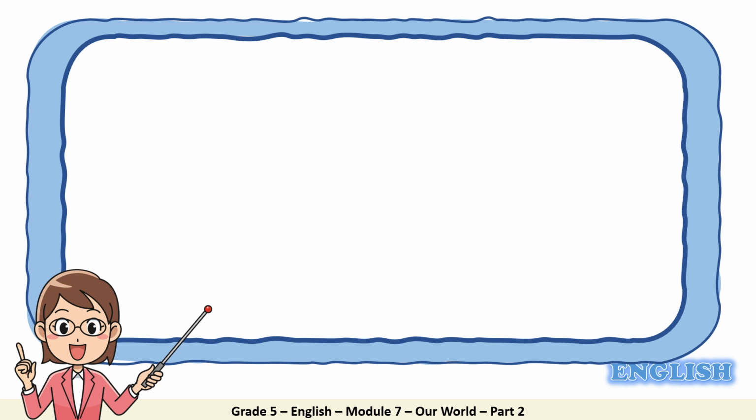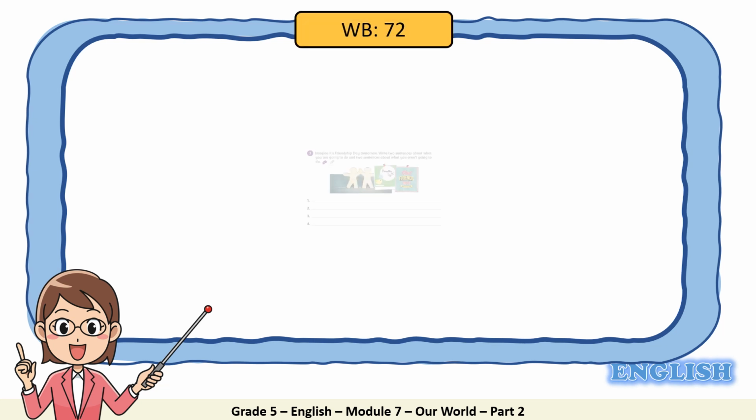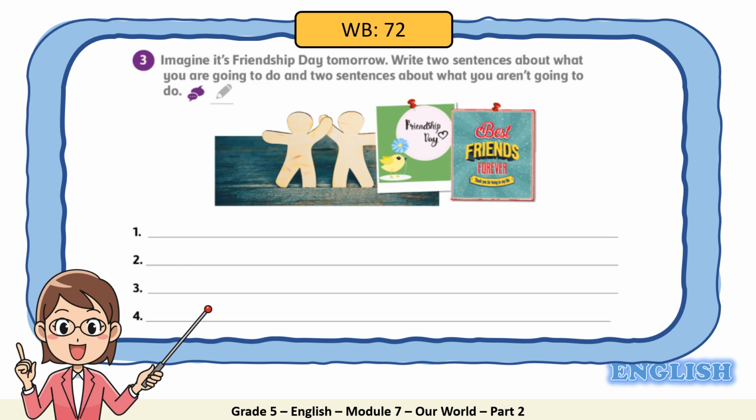Now, I would like you to open your workbook, page 72, exercise 3. In this exercise, we are going to practice using going to in writing. For this activity, I want you to imagine that it's Friendship Day tomorrow. Write 2 sentences about what you are going to do and 2 sentences about what you aren't going to do.